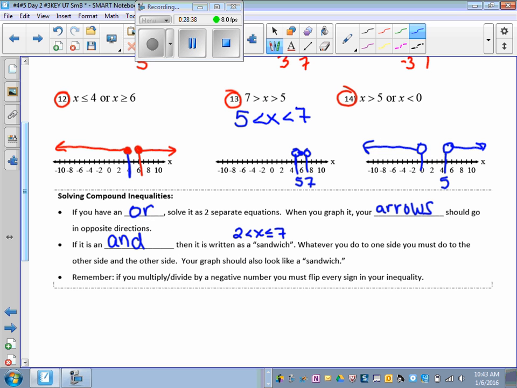Whatever you do to one side, you must do to the other side and the other side. We still need to get x by itself. So we're going to solve just like we normally do, but now we have to do it to both sides of the inequality. And again, your graph should look like a sandwich. And remember, if you multiply or divide by a negative, you must flip every sign in your inequality.